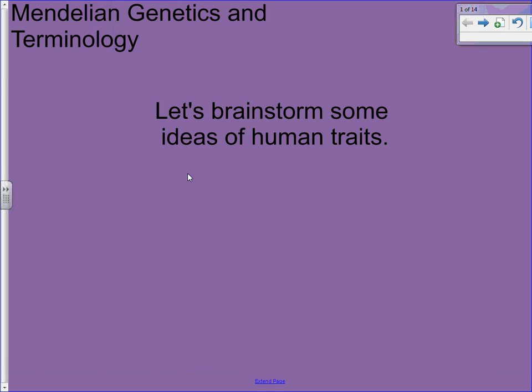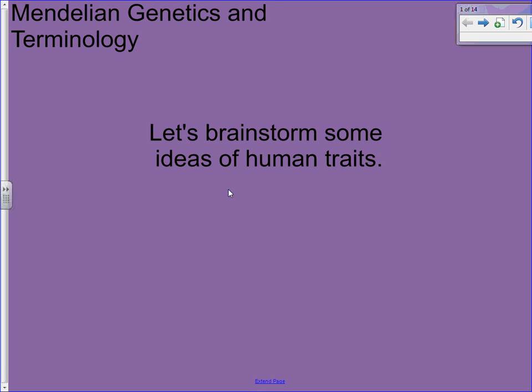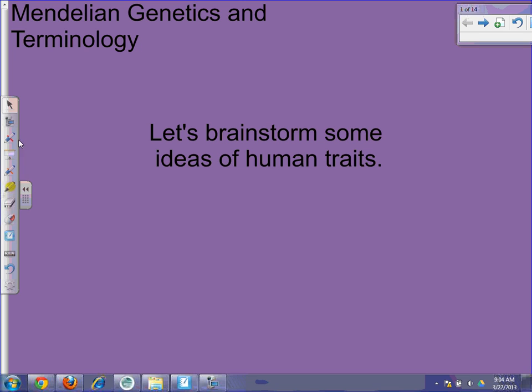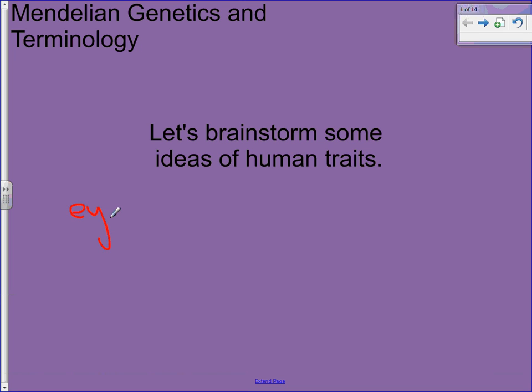All right, this is Mendelian Genetics and Terminology. First of all, I just had students in class brainstorm some ideas of human traits. There's all kinds of human traits that we could look at, everything from eye color to height, even things like whether or not you're prone to having certain diseases. Those would all be human traits that we could look at in terms of genetics.